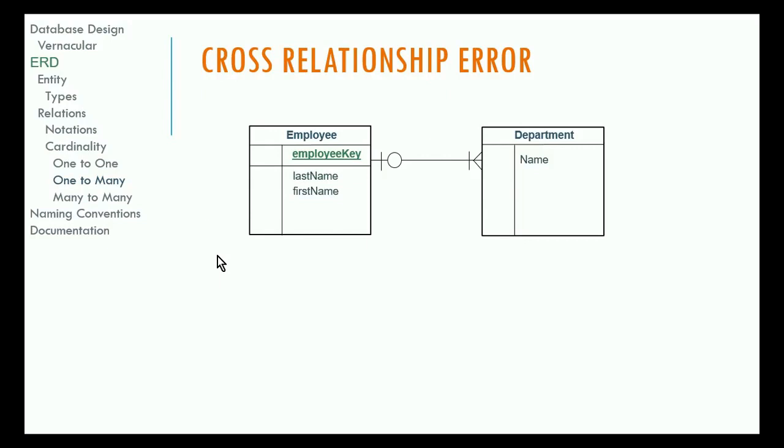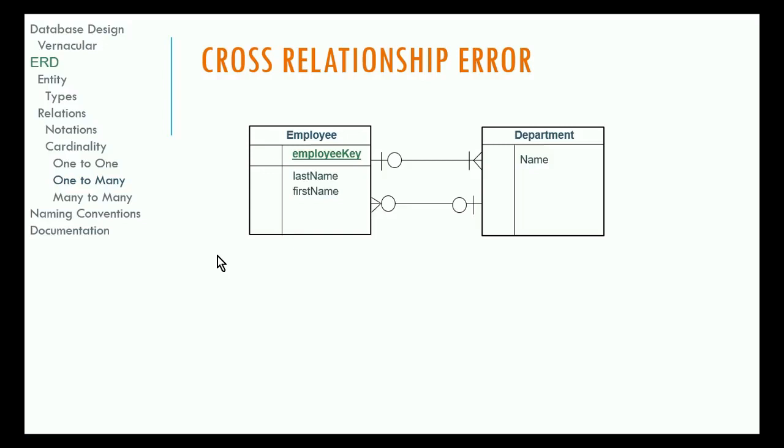tendency to think, well, an employee can be in one or many departments, and a department can have 0 or 1 employee, but also an employee can have 0 or 1 department, and a department can have 0 or many employees. So they might look at it two different ways, and people will get confused because they're looking at it in two different directions. But you can't do that.